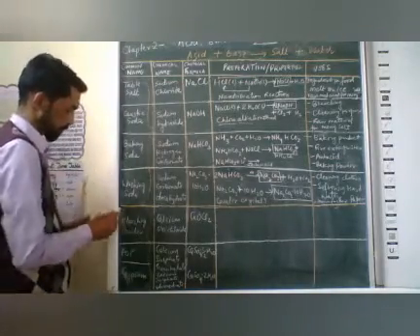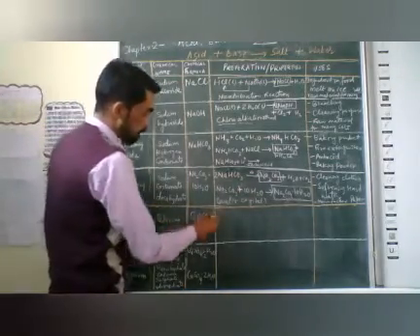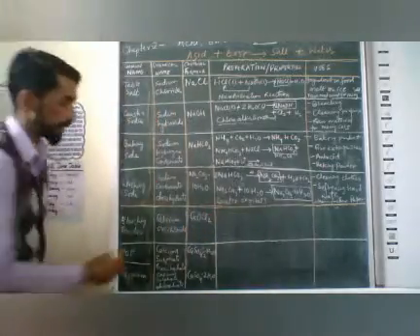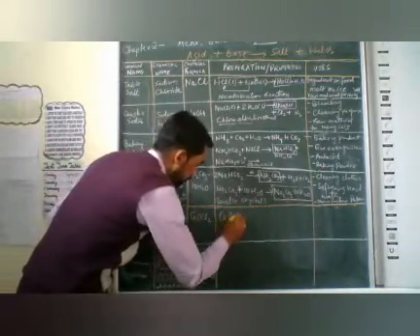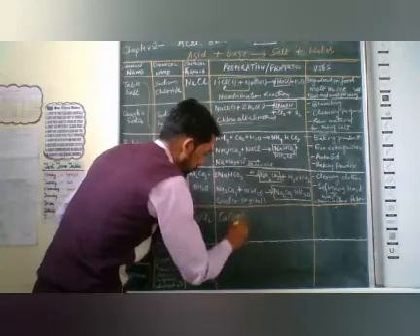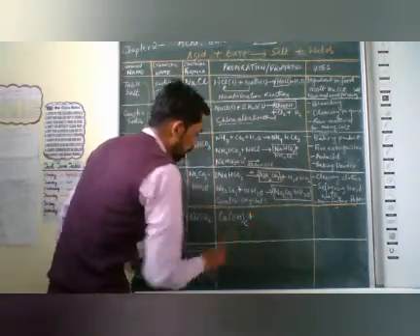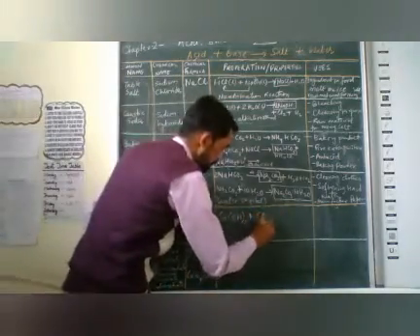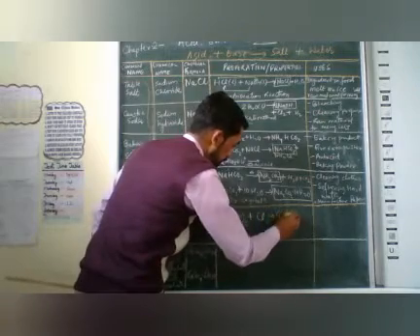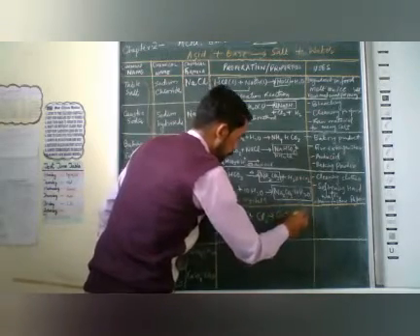So bleaching powder, calcium oxychloride. How will it be prepared? It can be prepared by reacting slaked lime with chlorine and forms calcium oxychloride plus H2O. Okay, this is the basic formula.